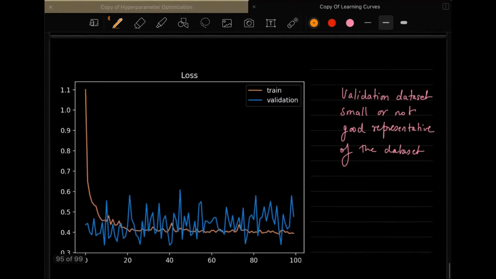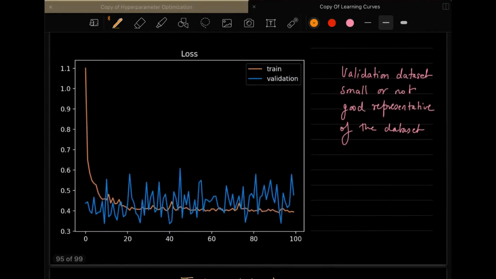And this curve shows you another point where your validation data set is not a good representative of the data set. You can see how the validation curve is fluctuating up and down, and it's completely going crazy. So that means your validation data set is not a good representation of the original data set. So any questions related to what I have shown you here? Otherwise we will move forward.